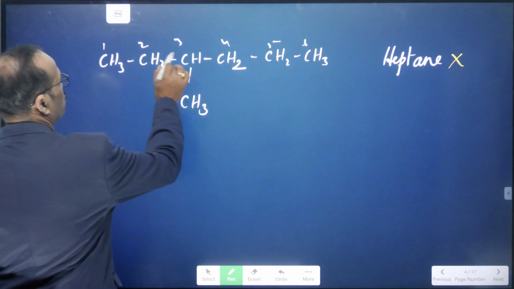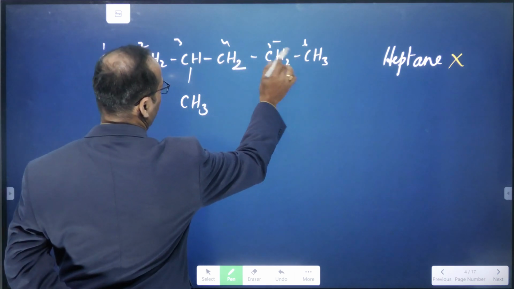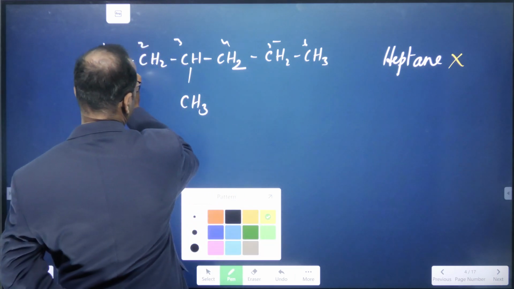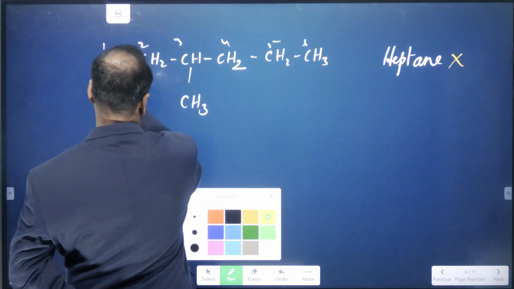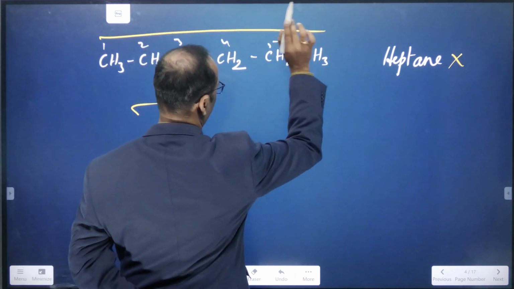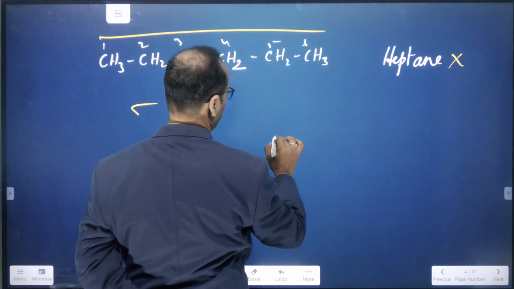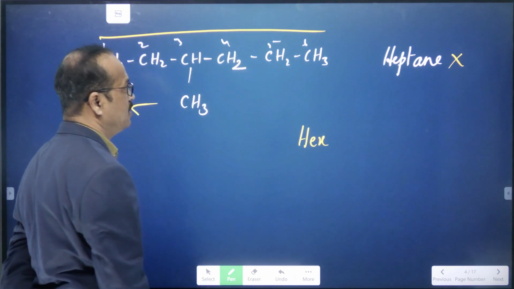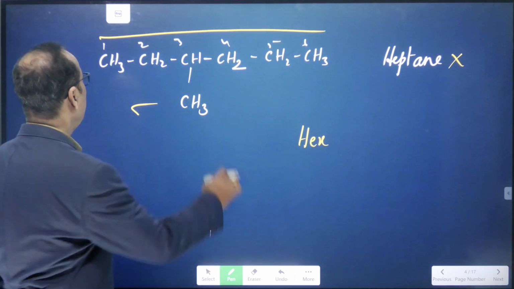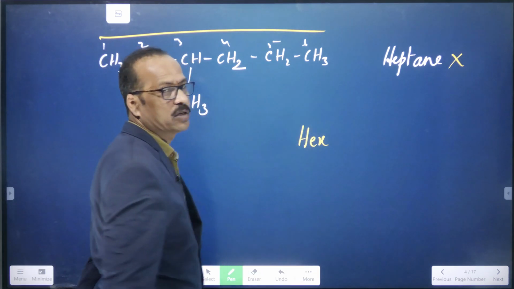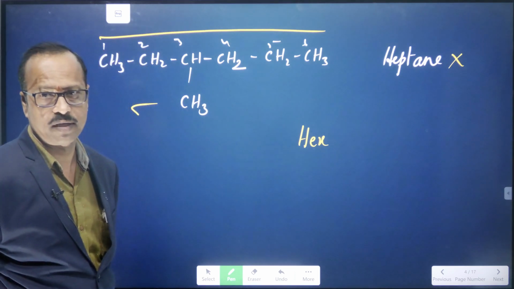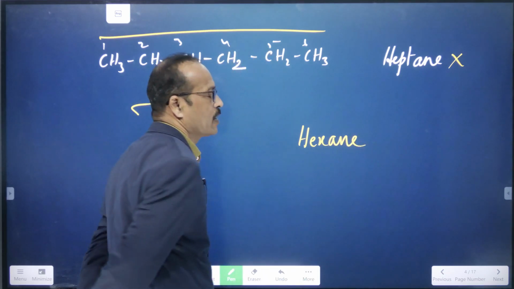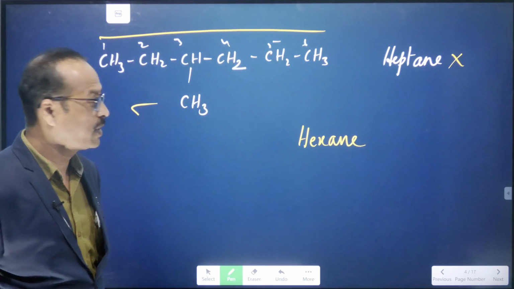So here 1, 2, 3, 4, 5, 6 is the largest. This is the largest one. So 6 means what? Hex. So the root word is hex. Now in this longest chain, is there any double bond or triple bond? Only single bonds are there. If only single bonds are there, that is ane, so hexane.